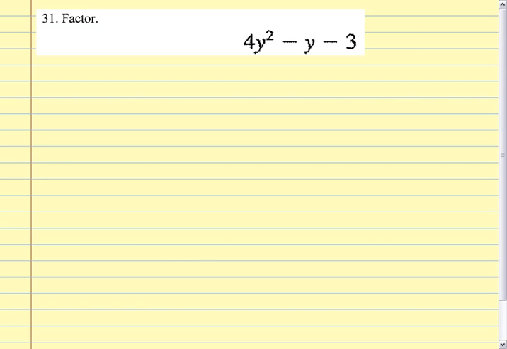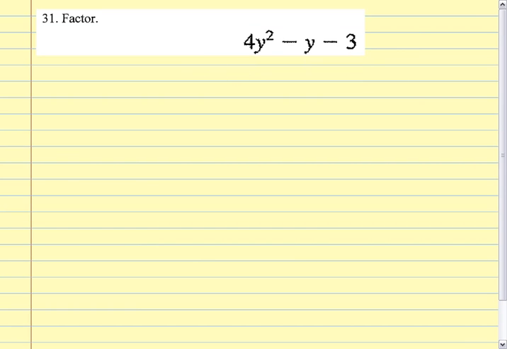First thing, is there anything I can pull out? No, there's nothing that I can pull out. Okay? Second thing, how many terms are there? There are 3. Okay? When there are 3, the first question I ask is it a perfect square binomial? Well, this is a perfect square, but that's not. Okay, so it's not a perfect square.